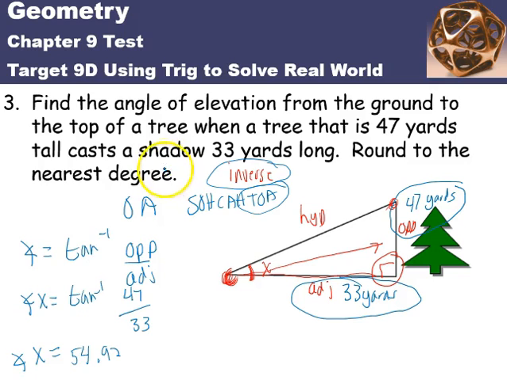And it says round to the nearest degree, so that means whole degree. So that 9 is going to make that 4 or 5, so it's going to be 55 degrees. So the angle of elevation is 55 degrees.